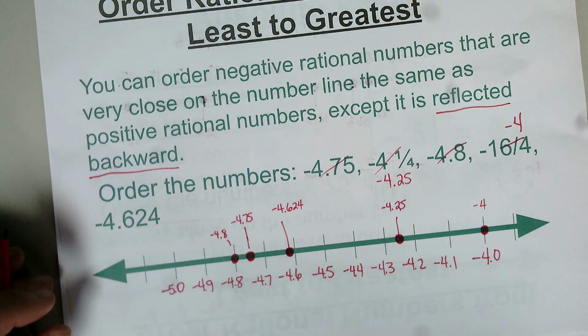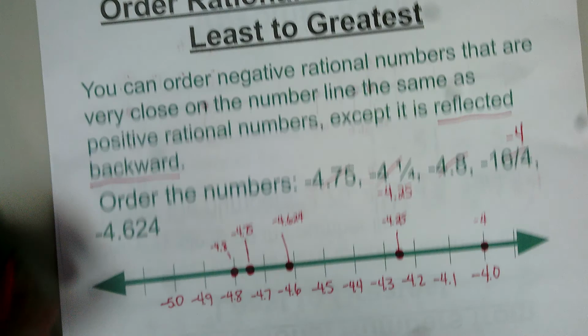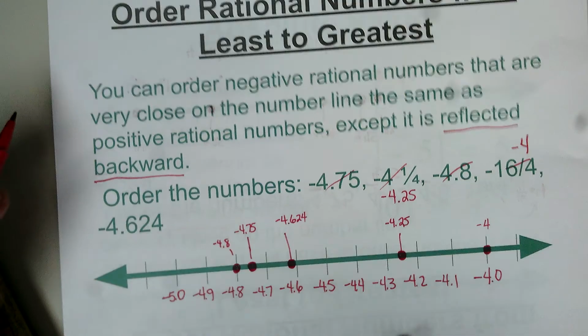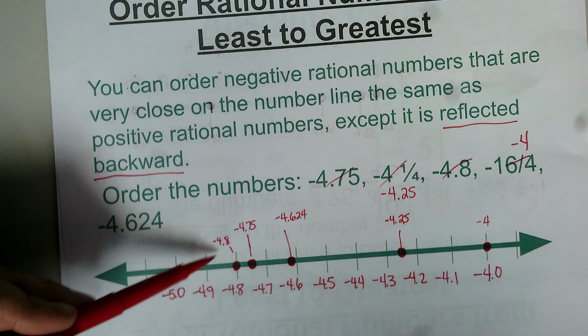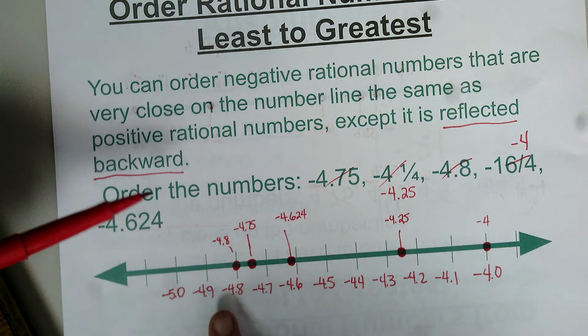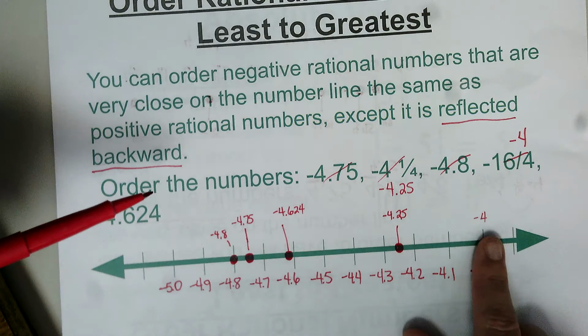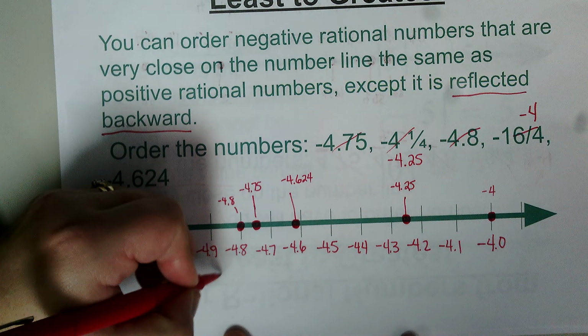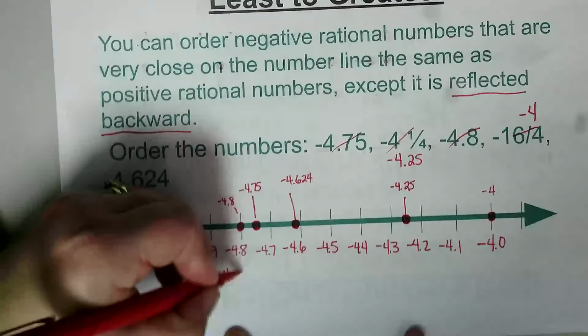All right. So now when it says order these from least to greatest, our least number is actually the negative 4 8/10, because it is further down the number line than our -4. Okay. So we're going to say negative 4 8/10 is least.